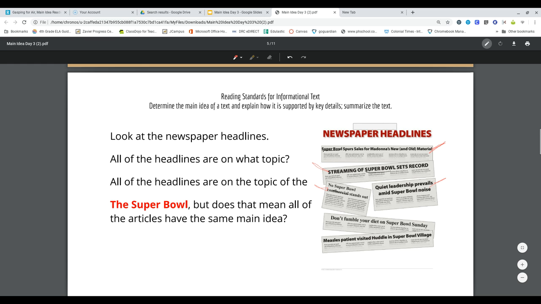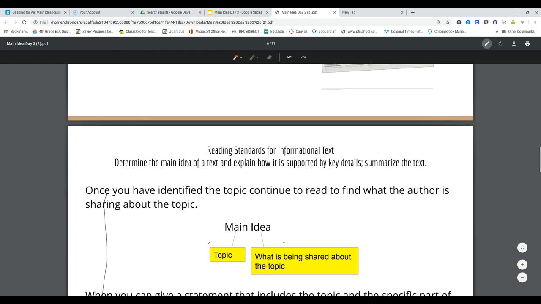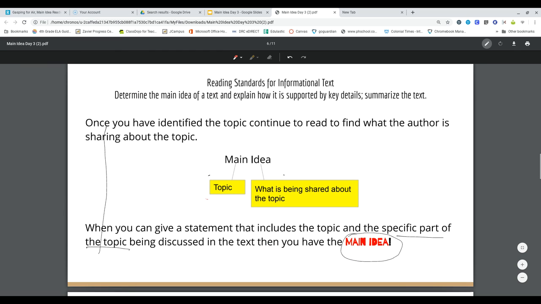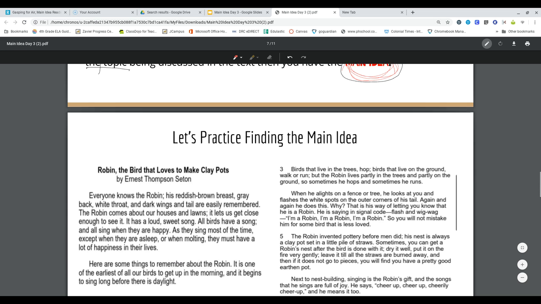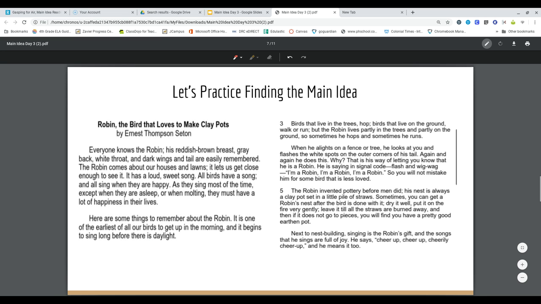So when we're looking for the main idea, we have to consider that it's in 2 parts. We need to know the topic first, and then we need to know what the author wants to share about the topic. And that will get us the main idea. Okay, so let's practice finding the main idea. I'm going to give you some time to read this text on your own. So you'll just simply need to pause the video, read, and press play when you're finished.